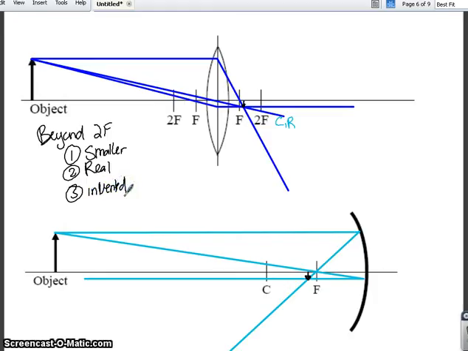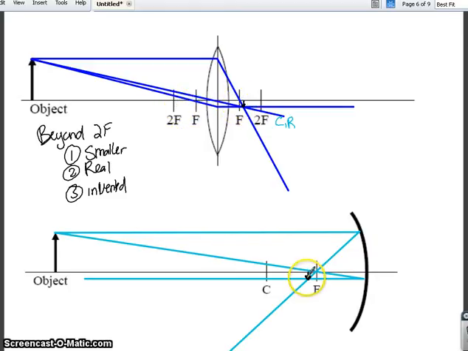Inverted. And look at our mirror diagram down here. In our mirror diagram over here, we have a smaller image that is real and inverted. If we took just this section right here, this kind of triangle looking area, and flipped it to the other side, it would look just like this.